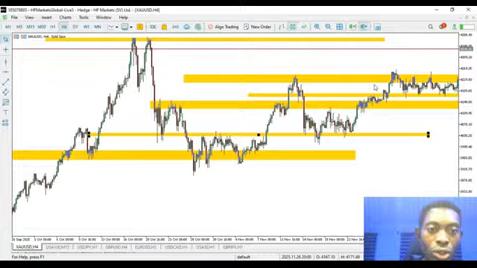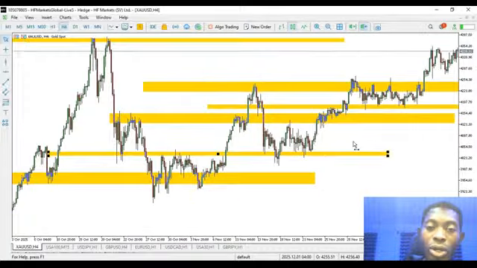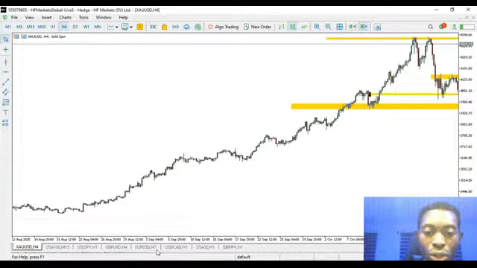So when I say demand equals supply, this is exactly what we're talking about. Now, what was once a demand zone can eventually become a support zone in the future. And what was a supply zone can become a demand zone in the future. So that's how you draw your support and resistance.